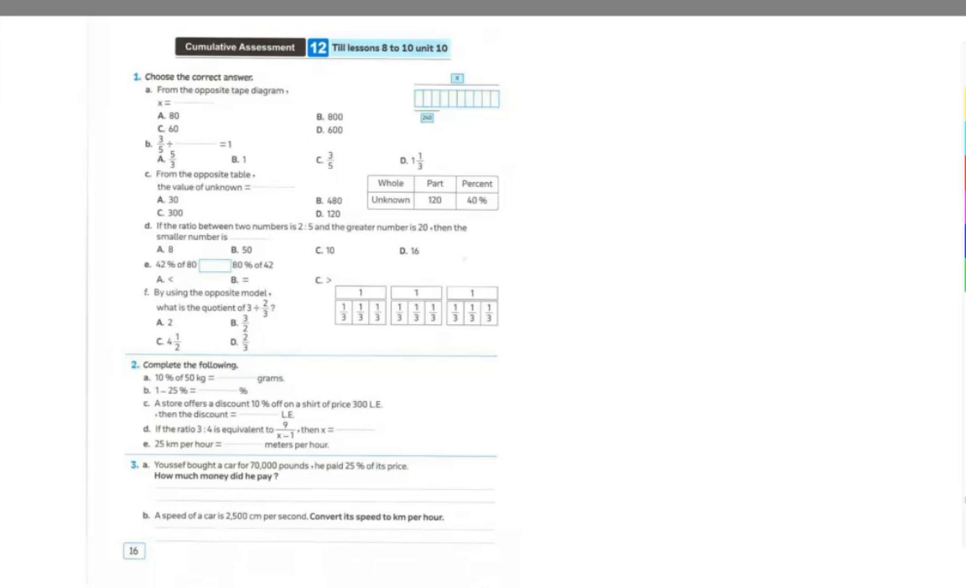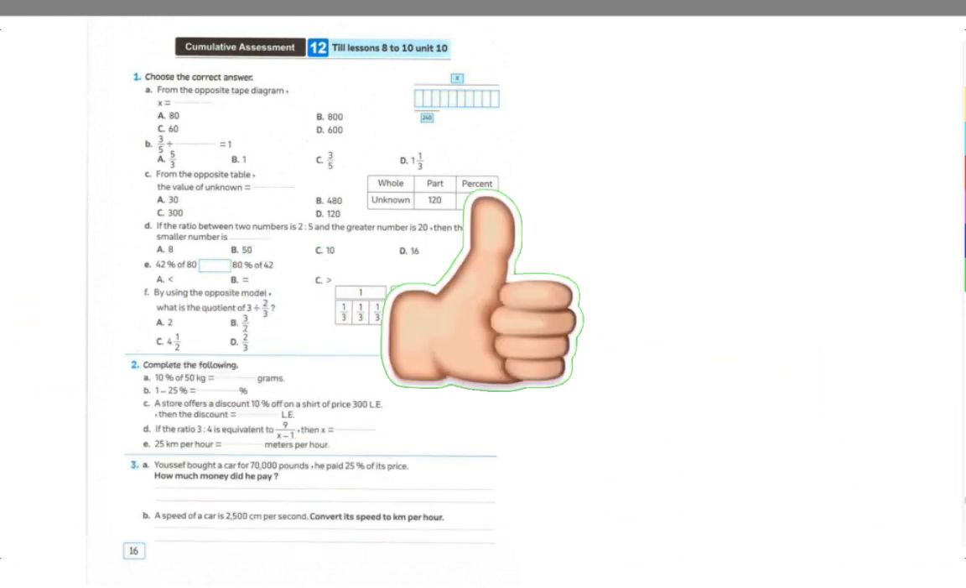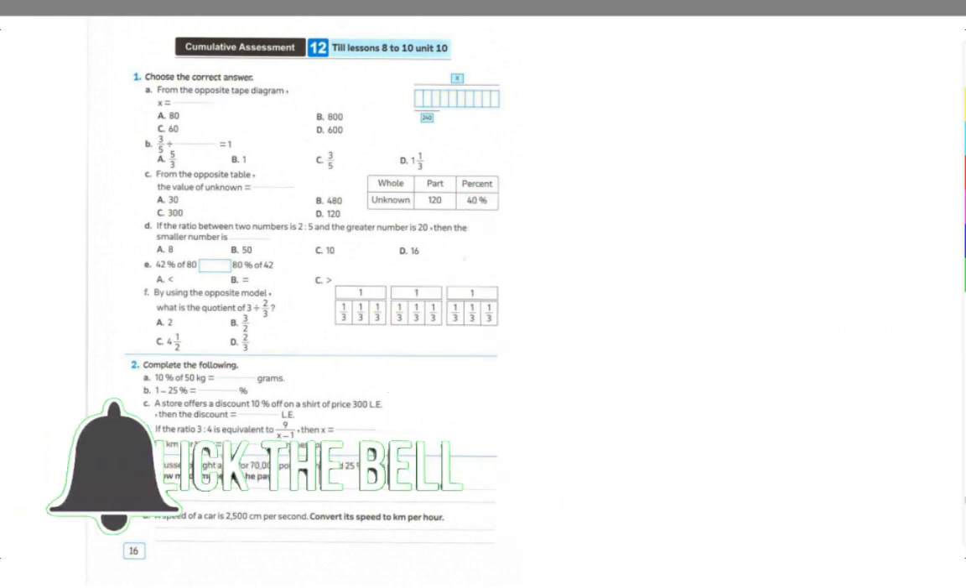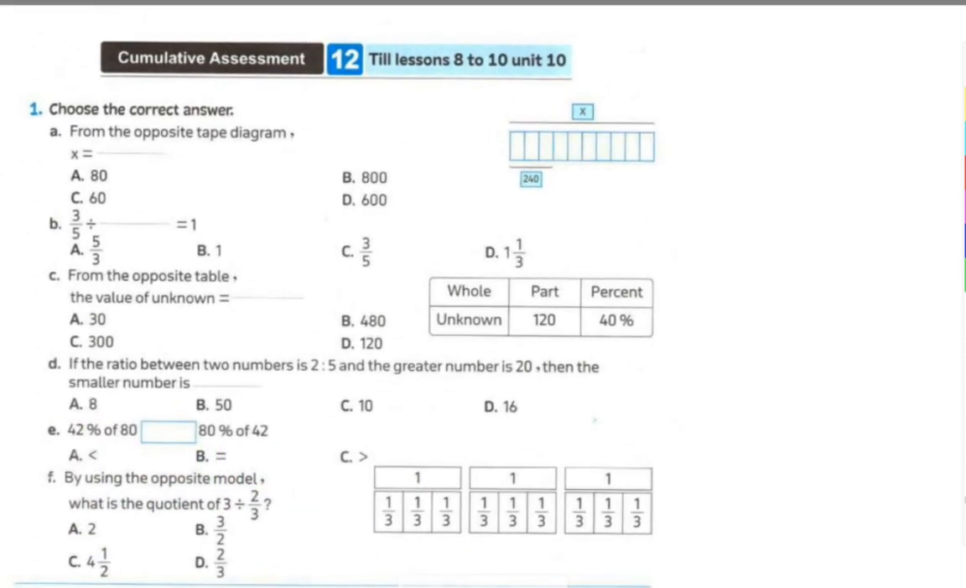Hi, we are studying Mathematics Grade 6, Term 2. This is Cumulative Assessment 12 covering lessons 8, 9, and 10. We're talking about part, whole, and percentage. Let's start with the first question. Choose the correct answer.